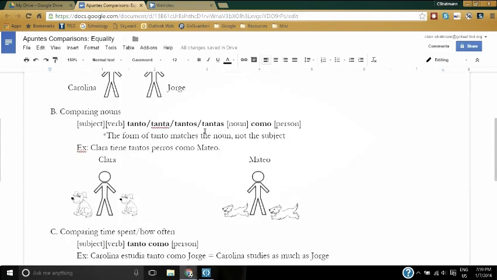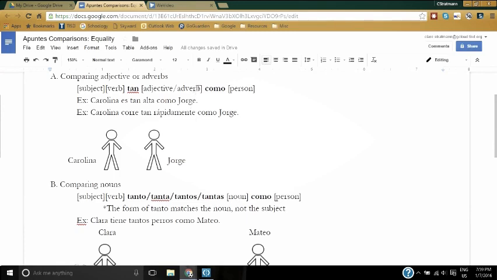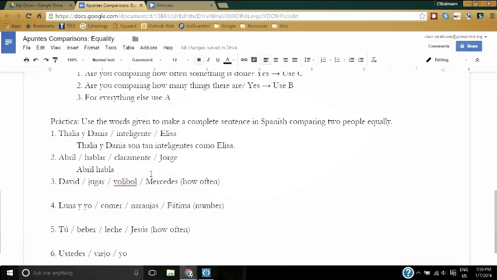No. So let's look at A. That's what we need to use for adverbs. So it's going to be a lot like the one we just did. So we need to add tan before we have the adverb. So we have tan. The adverb is claramente. Now, do adverbs change to match the subject? No, they don't. Adverbs only have one form. Claramente is claramente is claramente.